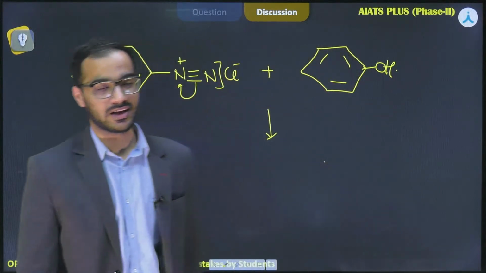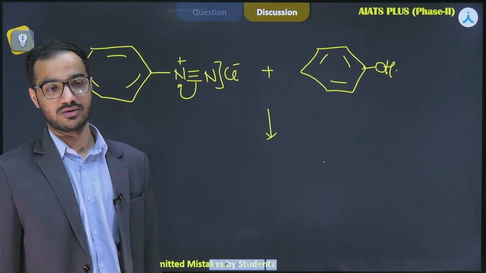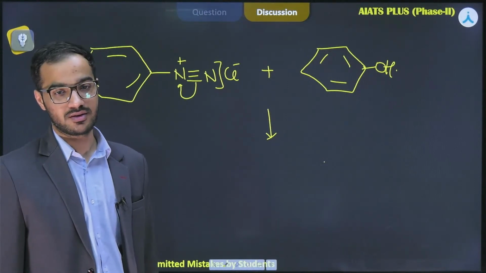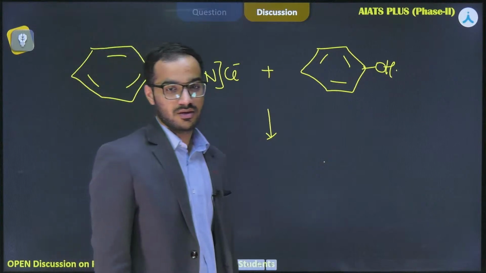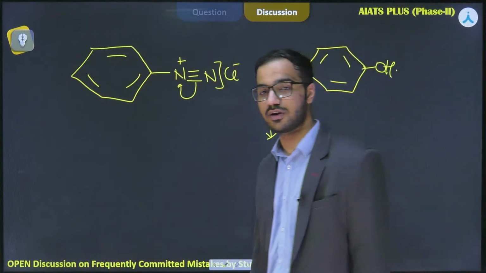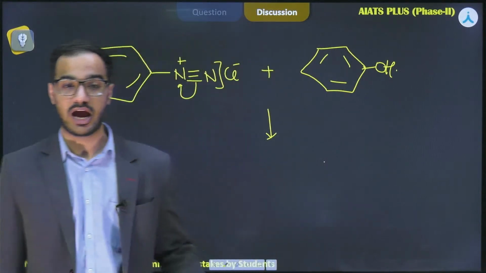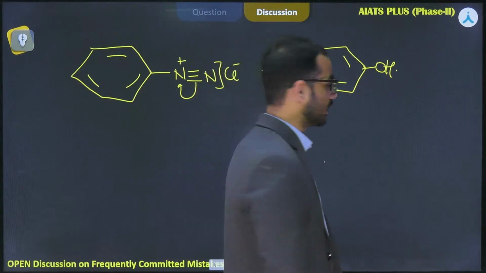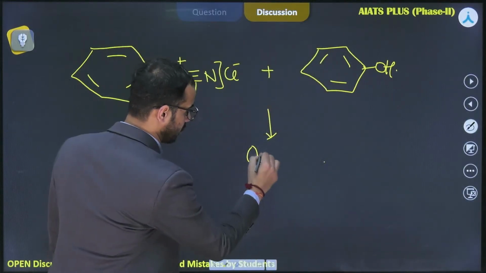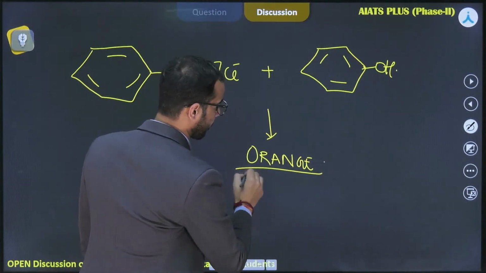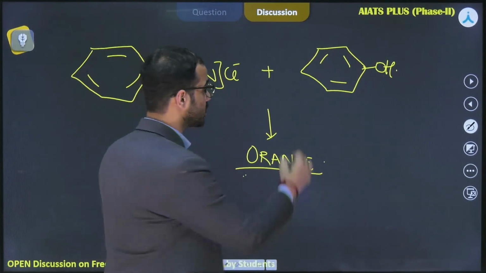You will be getting a dye of orange color. Perfect. Shetty has given a perfect answer, that the dye formed is orange in color. That's absolutely correct. You will be getting an orange dye. And the medium of this reaction is basic.